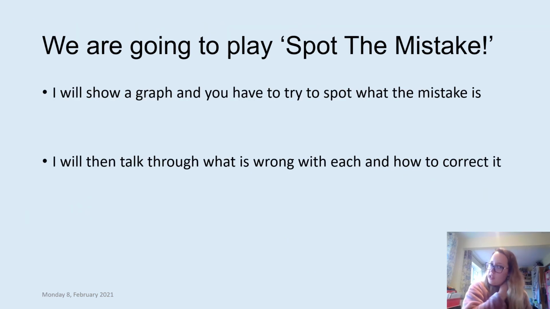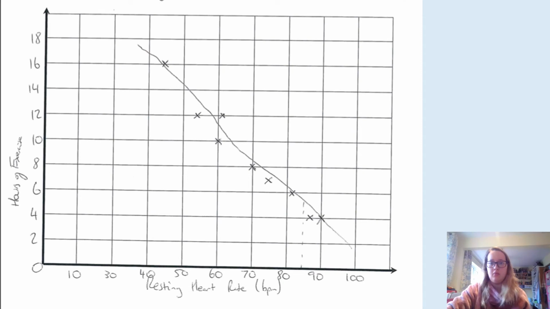Okay, so now we are going to play Spot the Mistake. So I'm going to show a graph and you have to try and spot what the mistake is on the graph, and I will talk through what is wrong with each and how to correct it. Okay, so there are a few things wrong with this graph. There are 3 or 4 things I'd like you to pick up on. So pause the video here, take notes, and I will show you the answers afterwards. I will edit this PowerPoint and then talk through what I mean after that.